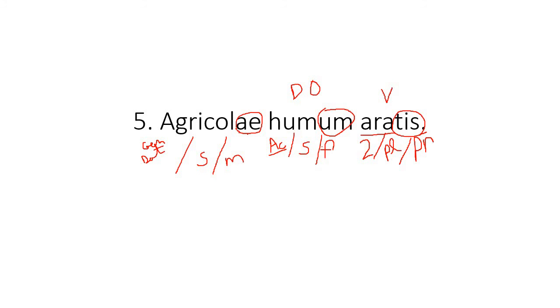And now we need to figure out Agricolae. So let's go ahead and translate this. Aratis, you all, second person plural, you all plow, direct object, the ground. And now, is it going to be of the farmer or to or for the farmer? Honestly, you don't know for sure. Both of those could work. So in this case, you just get to choose one.